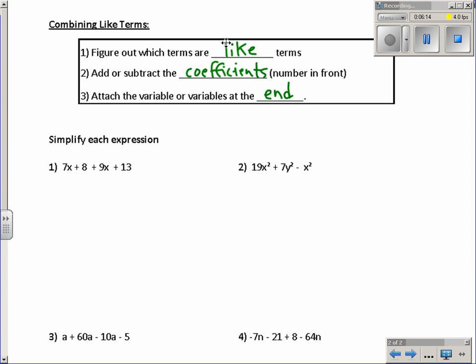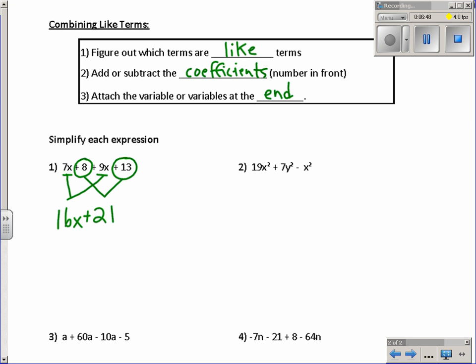All right, so first step is identify all of the like terms. So I'm going to go ahead and circle all the numbers that have no variables, and then I'm going to underline my x's. So now I want to combine the terms that are like. So 8 plus 13, we would get 21. And then the 7x plus 9x would give you 16x. So you would simplify that to 16x plus 21.